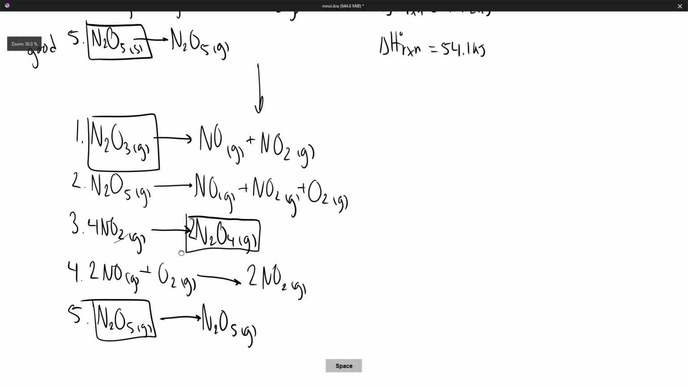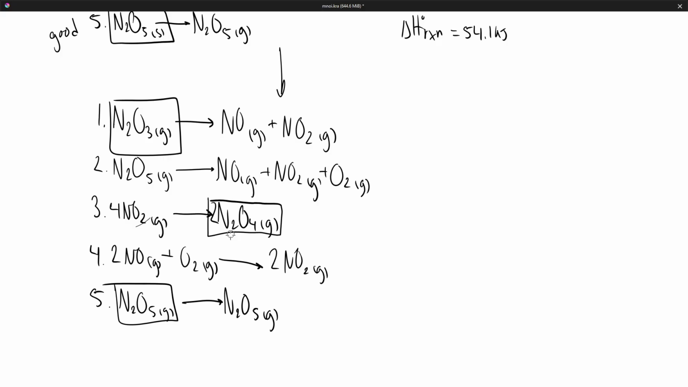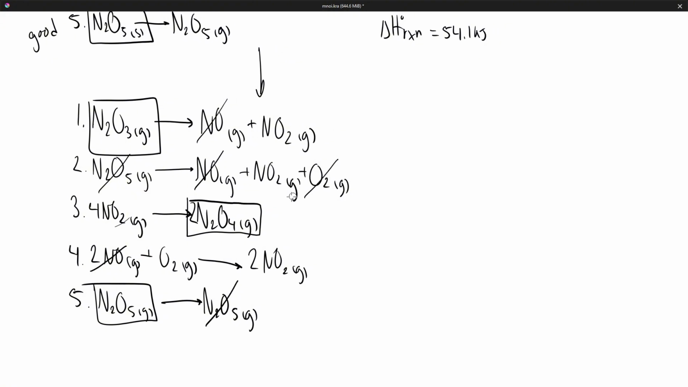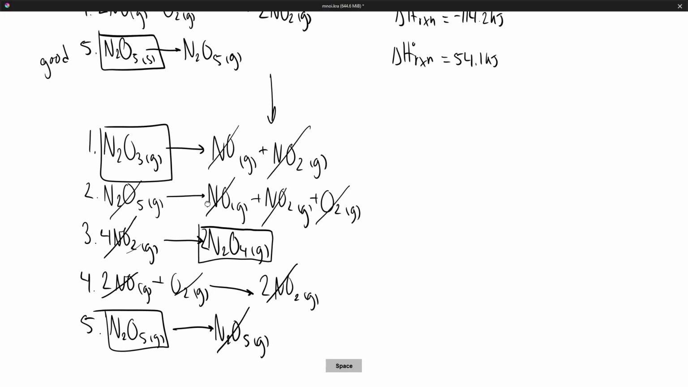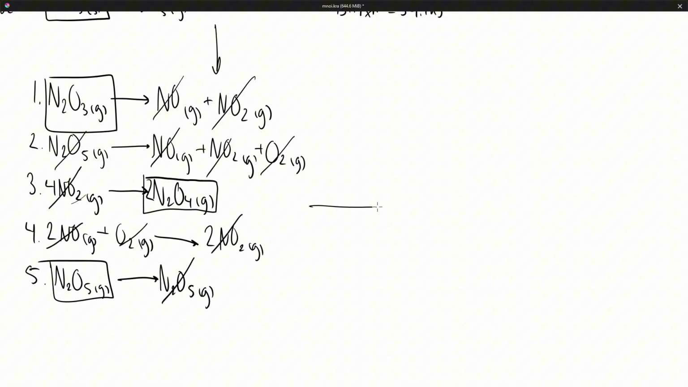Okay, now let's see if everything can cancel out. First off, these two cancel out right here. These two NOs add up to 2, and they cancel out this 2 NO. This O2 gas cancels out as well. And there's 1, 2, 3, 4 NO2s. They all cancel out with this. So it turns out we didn't even need to move this fourth one. Now this overall equation is going to be, oh, it's kind of ugly.